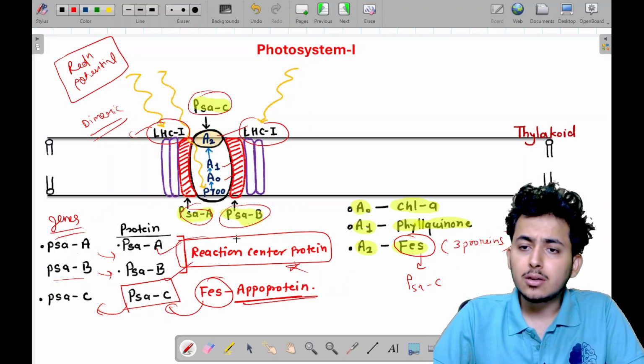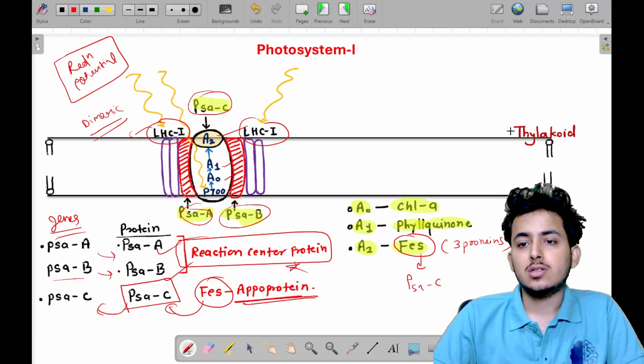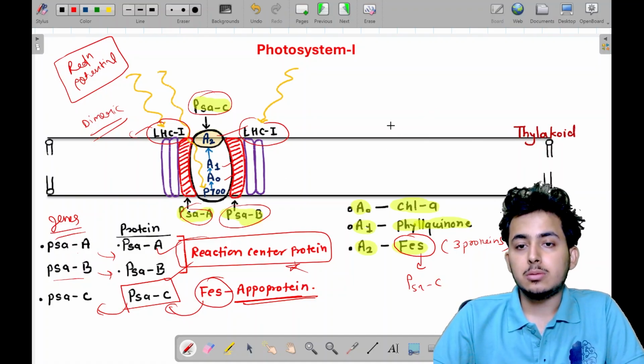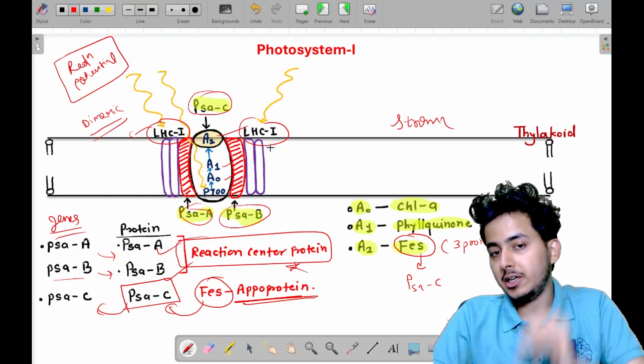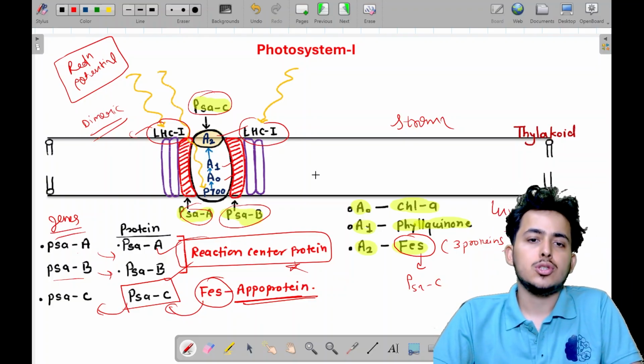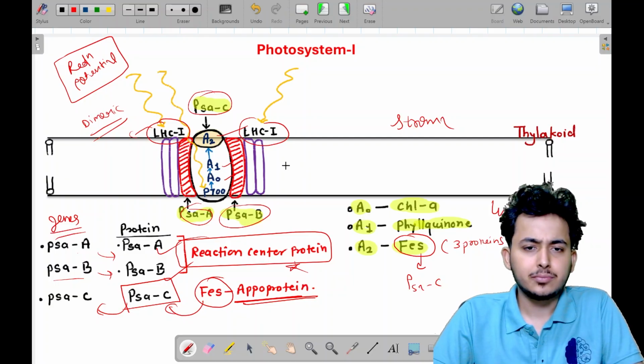Very important: for the reaction center to form the core of the photosystem, you have PSA-A as well as PSA-B. So this is the thylakoid membrane, and in the membrane, this part is your stroma, this part is your lumen. You can see that PSA-C is present towards the stromal side. So on the location of the proteins also you can get some questions.